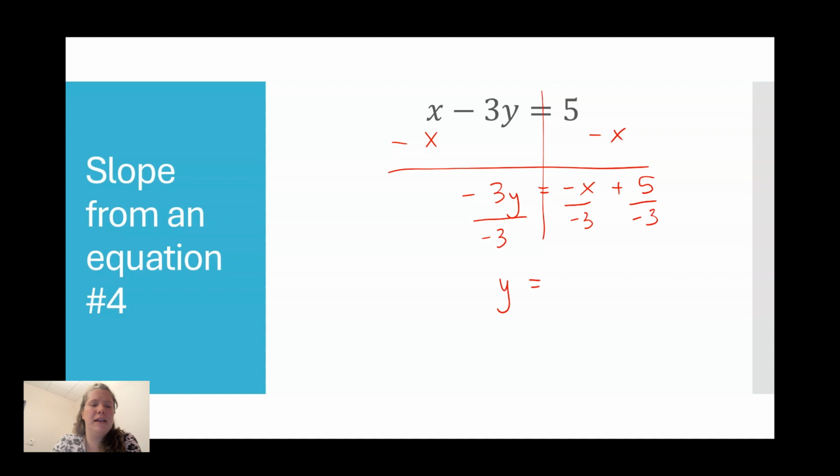Remember there's that invisible 1 in front of any x or y that's just out there in space. So negative 1 divided by negative 3 is positive 1/3 x minus whatever 5 over 3 is. Which number is my slope? It's the one on x, so it should be positive 1/3. That's how you find slope from an equation.